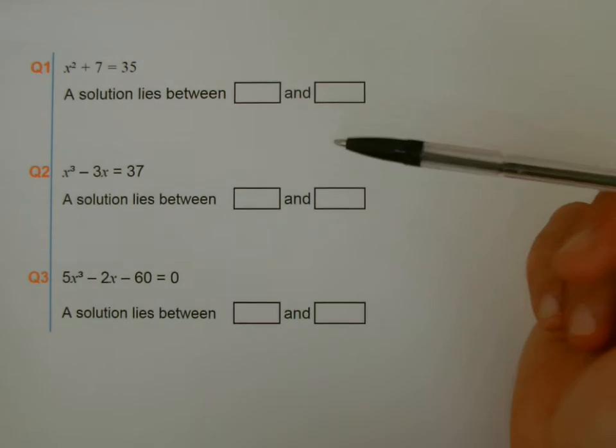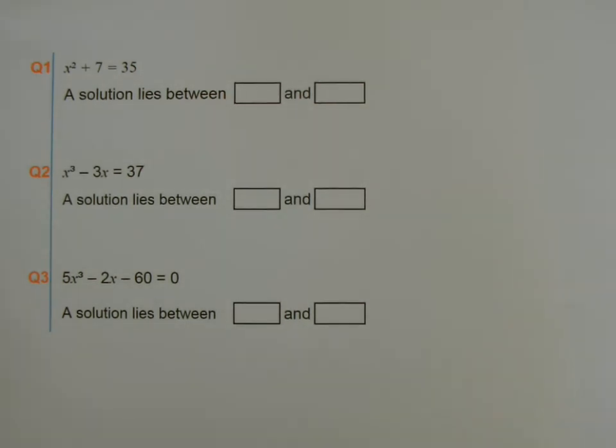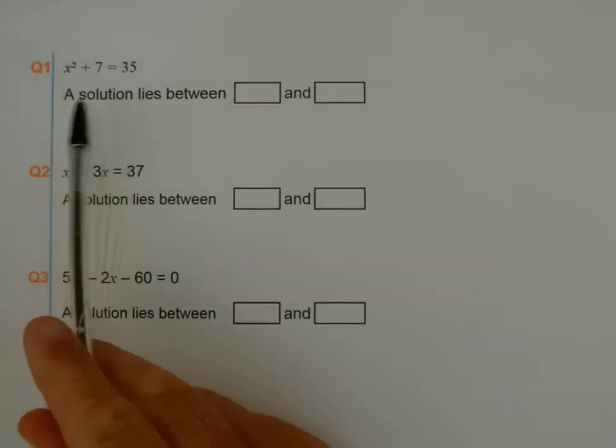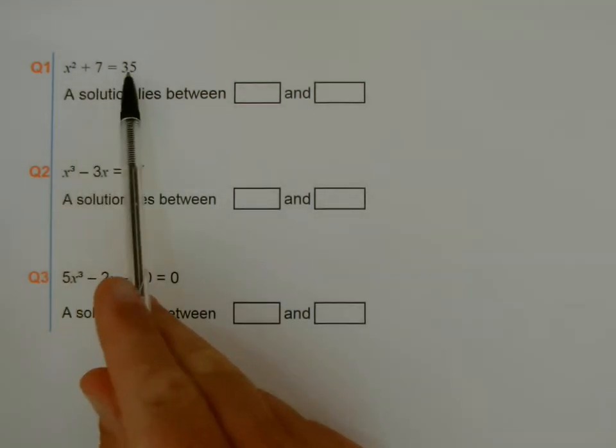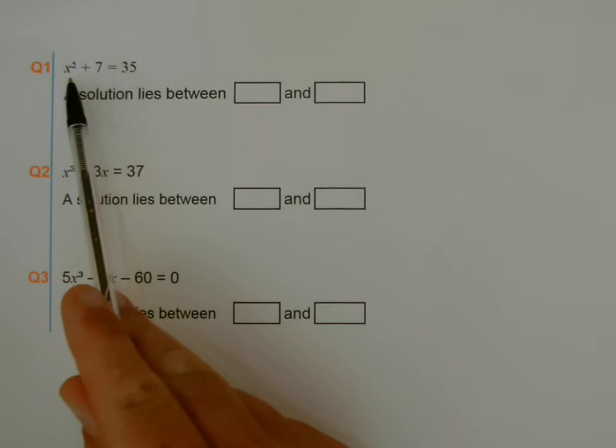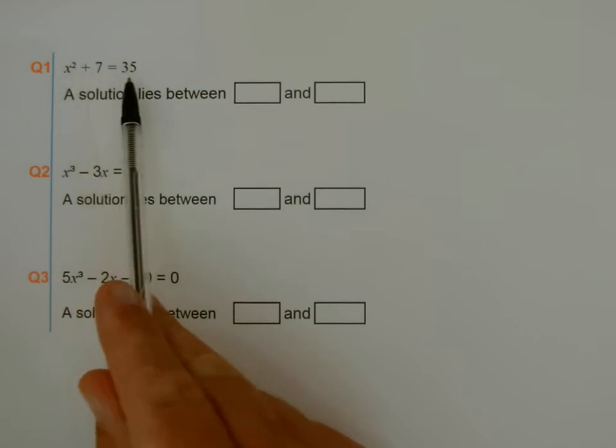Sometimes we're asked to solve an equation by trial and improvement. We've got here x squared plus 7 is 35. So basically, what is x? What is x going to be here to produce this answer?